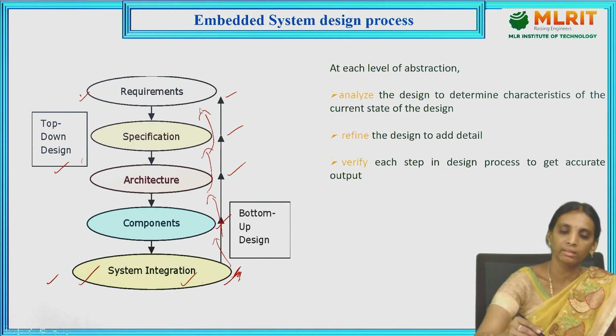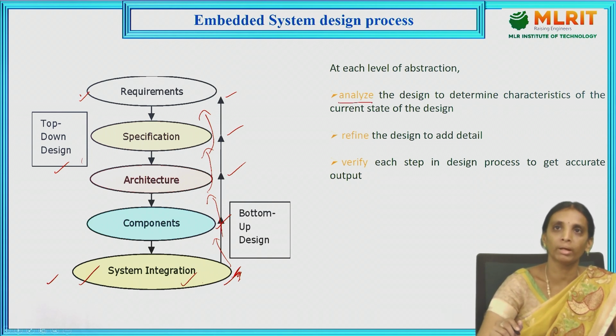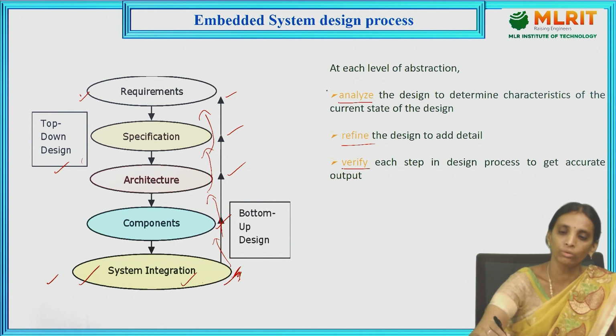At each level of abstraction we need to analyze the design to determine the characteristics of the current state of the design, and we need to refine the design to add any detail. That means we need to check whether it is correct or whether we need to add any other details for the present stage, and we need to verify each step in the design process to get accurate output. We need to remember these three points while designing any system at each stage.